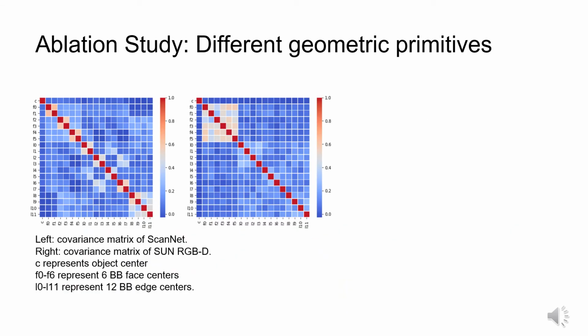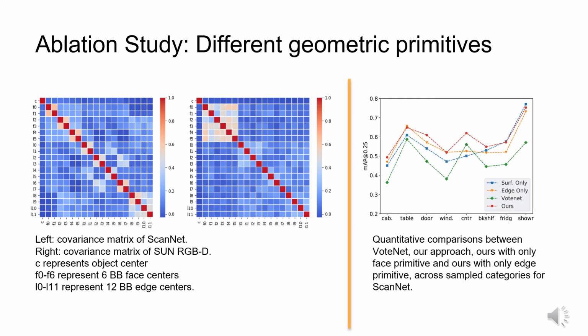Now we evaluate the importance of using different geometric primitives. Here we show the covariance matrices of ScanNet and SUN RGB-D of the primitive prediction result. We can see that both covariance matrices are well approximated by diagonal matrices, which shows no strong correlation between different geometric primitives. Also, as we use only edge or only face centers, there are different performance drops across multiple categories. As shown in the figure, only by applying both geometric primitives, we are able to achieve the best result.